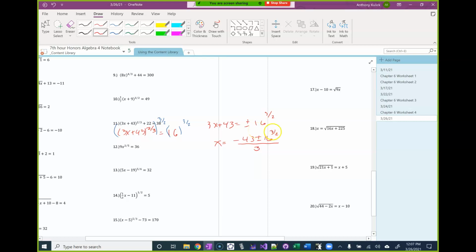So that's that. And then all I have to do is worry about 16 to the 3 halves. So notice that 16 is 2 to the 4th. So that's really just simplifies down to 2 to the 6th, or 64. Is that okay, Mackenzie?